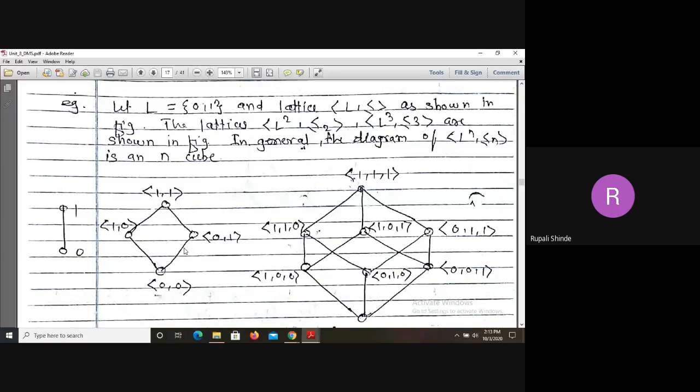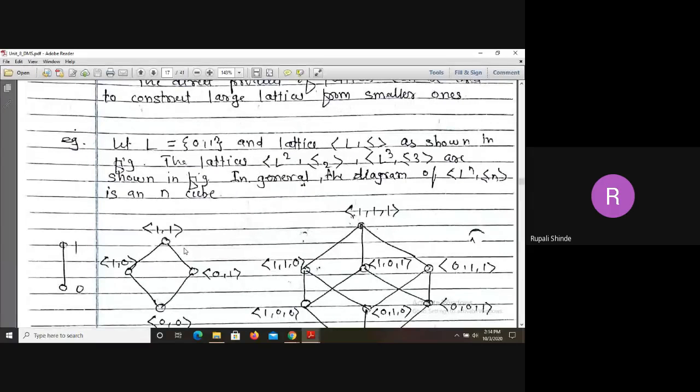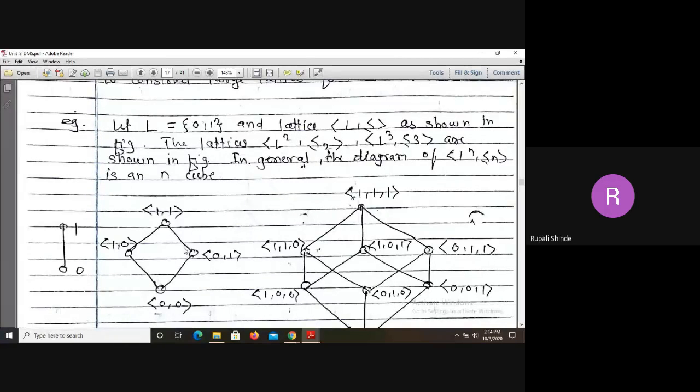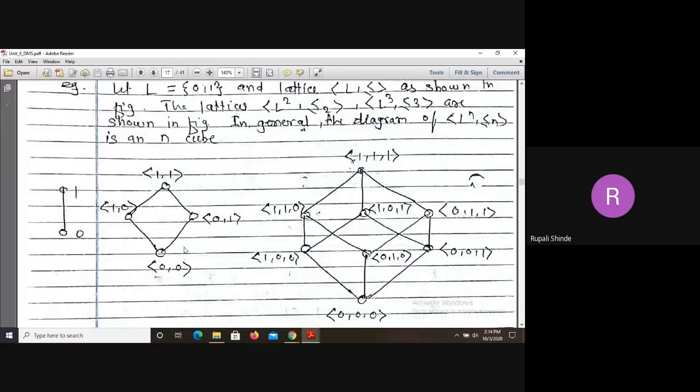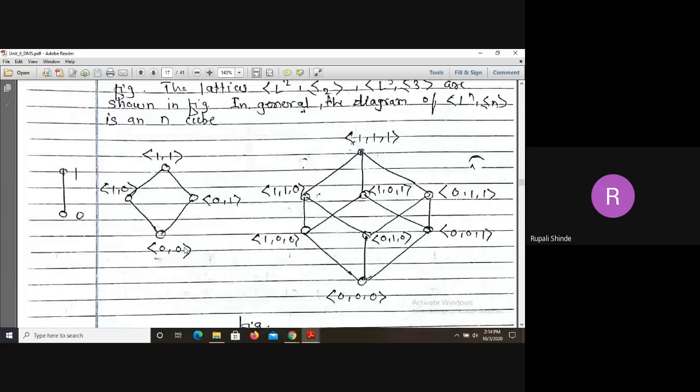They have never asked any question regarding this one, but still I am explaining the need of direct product. Did you understand? How can we form larger lattices? We just have to take the direct product between lattices.